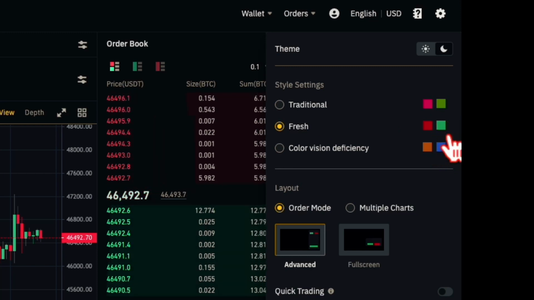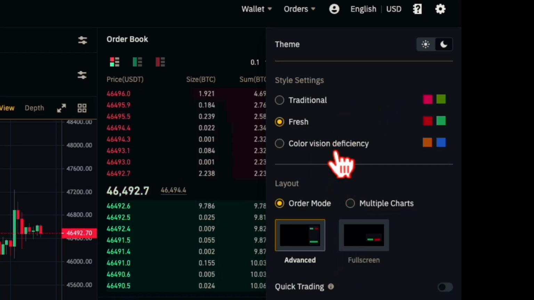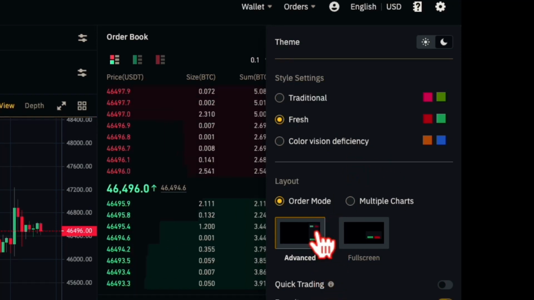Is it red and green and red, and the different variations that you want to use. If you have color problem, you have color vision deficiency, this is for you. So here we have other mode, which is what I'm using now.